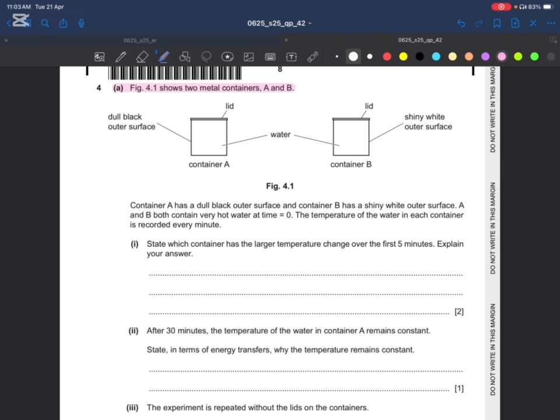What containers do you have? Container A and container B. As I have already told you, they will first give you a story, and based on that story or information they will ask questions. So here they are giving you the dull black outer surface, and here you have the shiny white surface. The story is that container A has a dull black outer surface and container B has a shiny white outer surface.